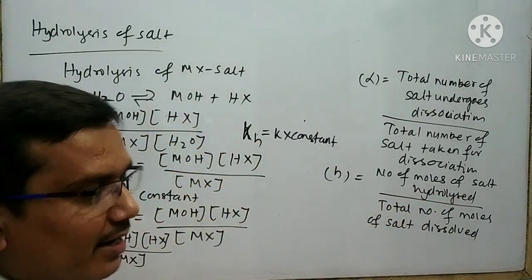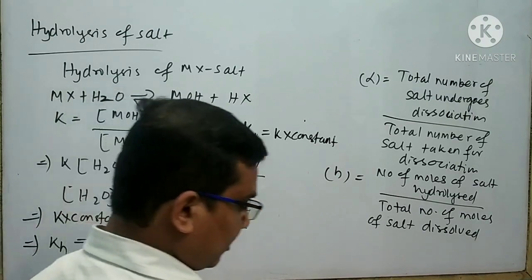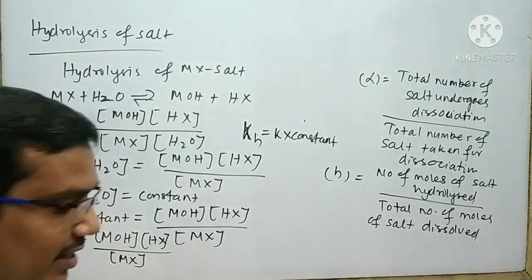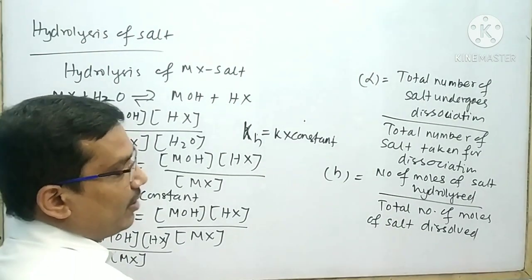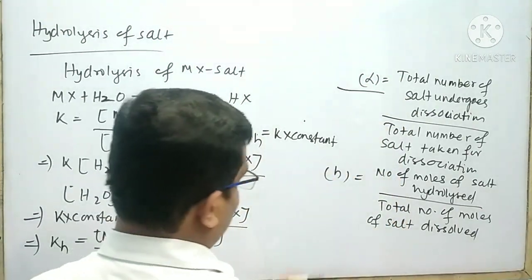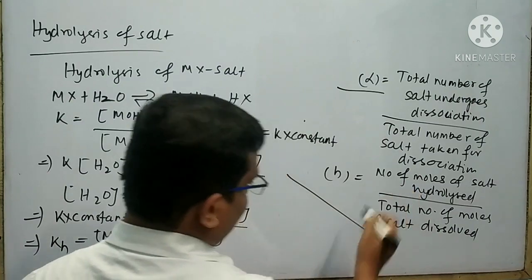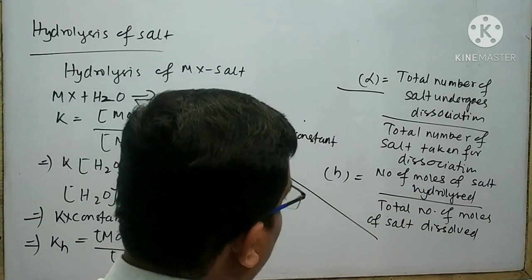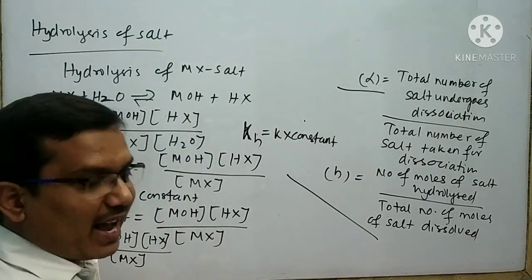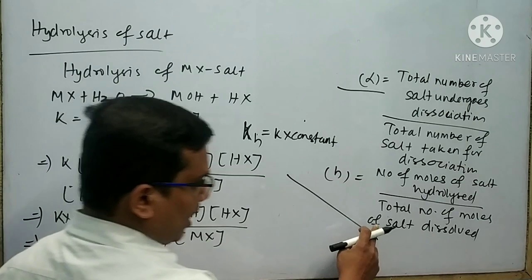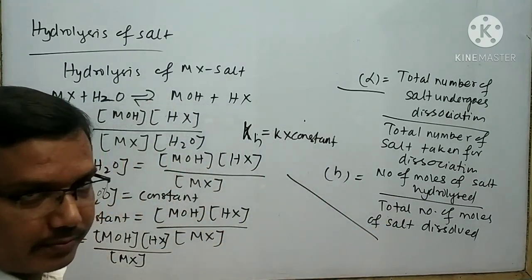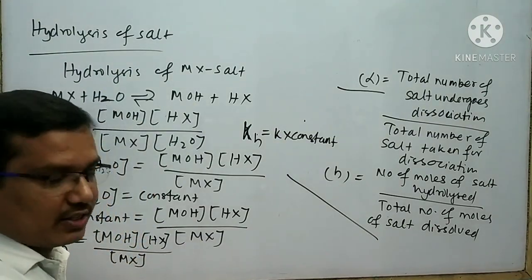That means I can define the degree of hydrolysis like this. The extent of hydrolysis of a salt is known as degree of hydrolysis. The degree of hydrolysis is similar to the degree of ionization or degree of dissociation. From this mathematical expression, the degree of hydrolysis is also defined like this: the fraction of total salt that gets hydrolyzed at equilibrium is also called degree of hydrolysis.